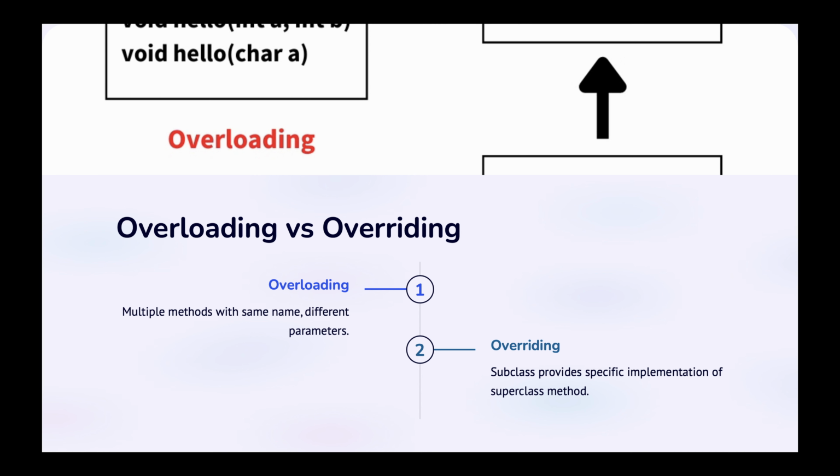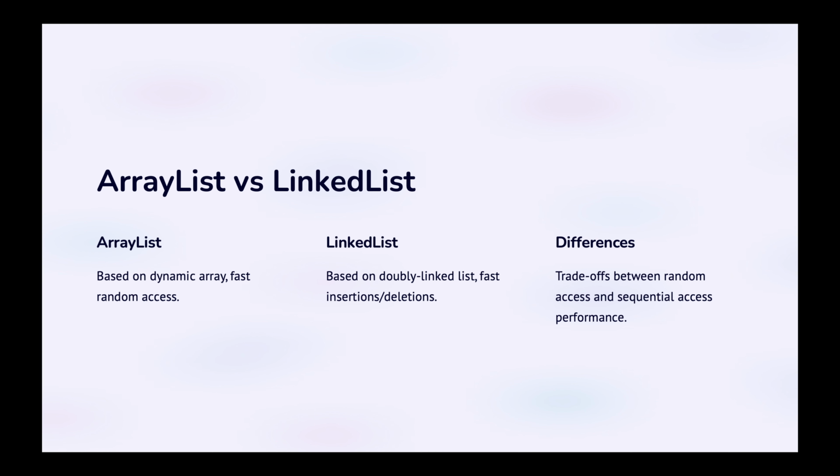Cool. Now we are going to the seventh question. What is the difference between ArrayList and LinkedList in Java? ArrayList implements the List interface and it's based on a dynamic array. It allows fast random access but slower insertions and deletions as elements have to be shifted. So access wise it is pretty fast, but insertion and deletion wise it is slow, right?